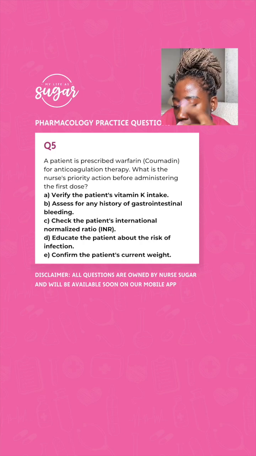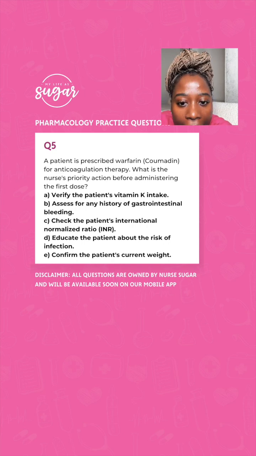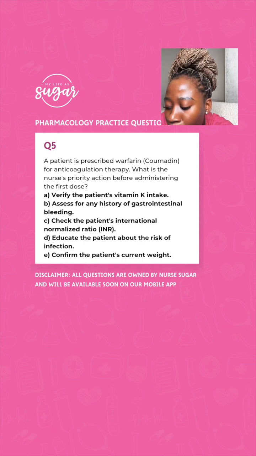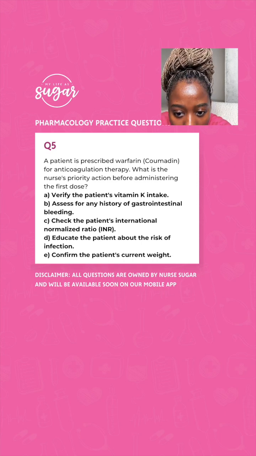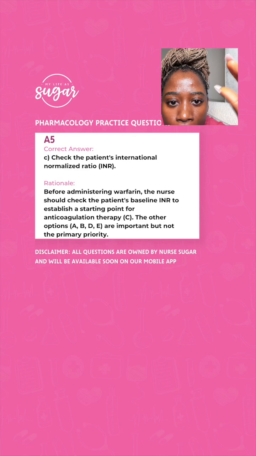What are you trying to establish by knowing the patient's INR? How fast the blood clots? And I see someone say A, verify the patient's vitamin K intake. You want to assess the patient's INR first because you want to make sure you have a baseline, a starting point for the anticoagulant therapy. I'm going to just put up the rationale for a few seconds, and then I'm going to move to question 6.